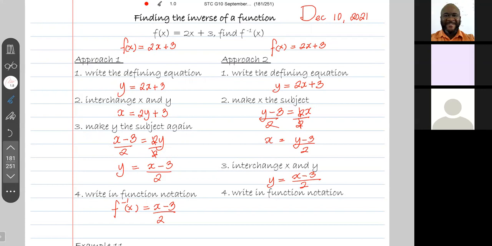And the last step, step 4 says write in function notation. For step 4, I'm going to take out y and say f inverse of x is equal to x minus 3 over 2. You can use any approach, but the most popular approach is approach 1.